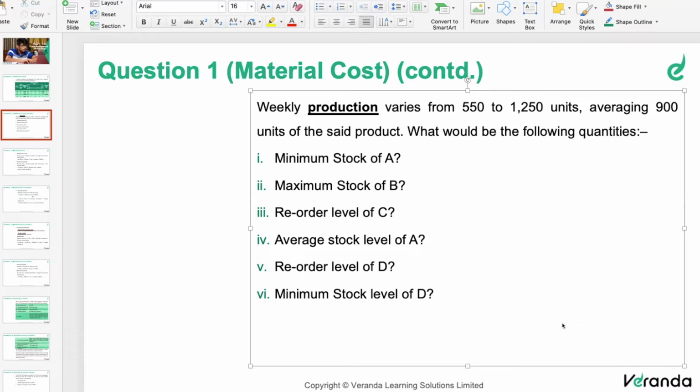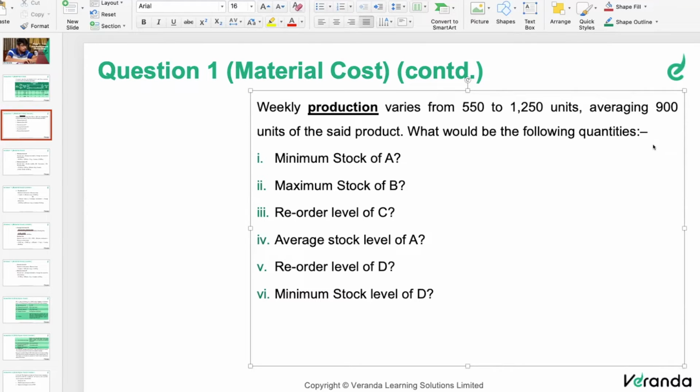Finished goods, sir. Finished goods. That common sense we are supposed to have. Production means finished goods. Here we have maximum usage into maximum lead time, minimum usage into minimum lead time, average usage into average lead time. In the formula, maximum usage, minimum usage, average usage, are they raw material or finished goods? Raw material only. Very good.